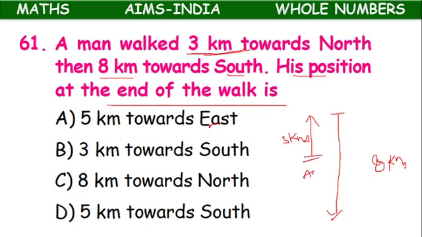He starts from A, goes up to B, and from B he comes down to C. Now we have to calculate the distance from the starting point to the ending point. We have to tell his position at the end of the walk. How can we tell his position? Based on the starting point and the ending point, we can tell his position.